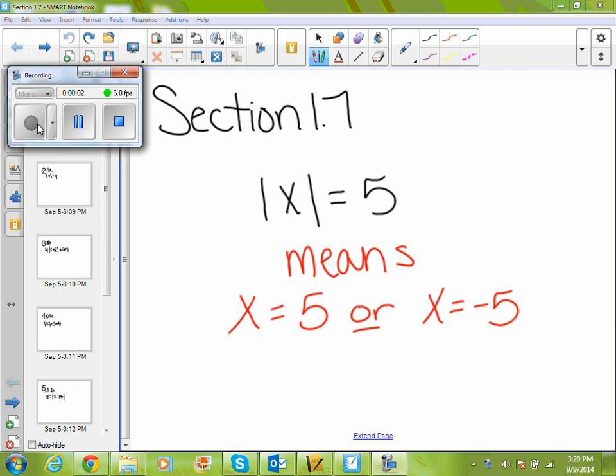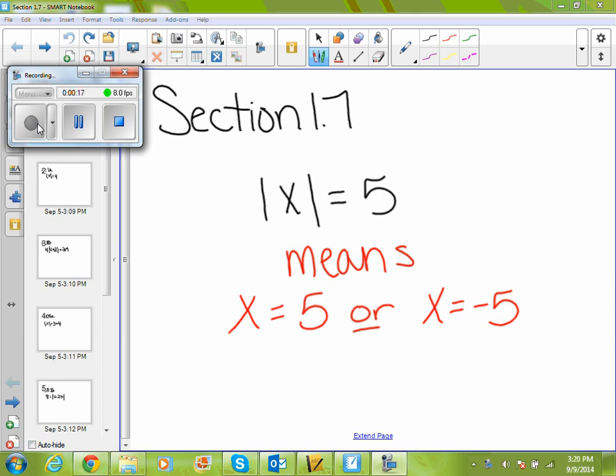Okay, so we're going to go over section 1.7 today. We're going to look at solving absolute value equations. We've looked at solving all the other equations so far, so absolute value is going to be the last one we're going to look at before you guys test on Thursday.